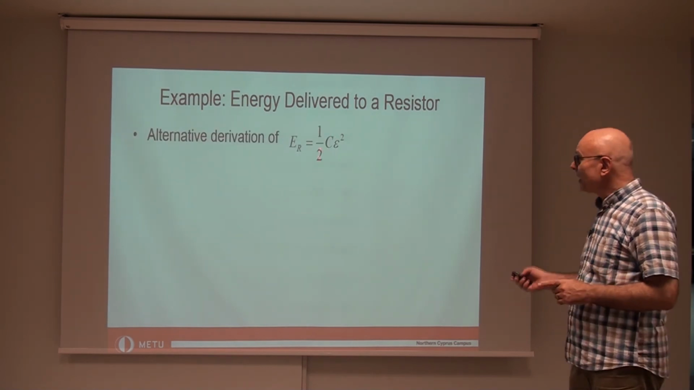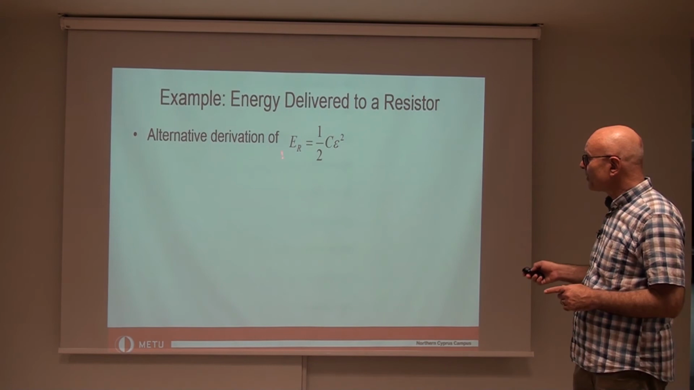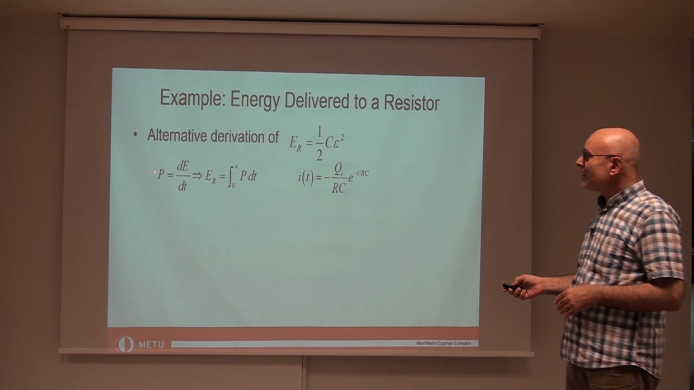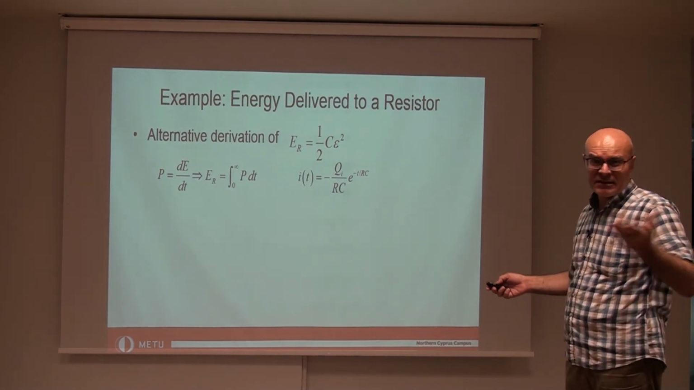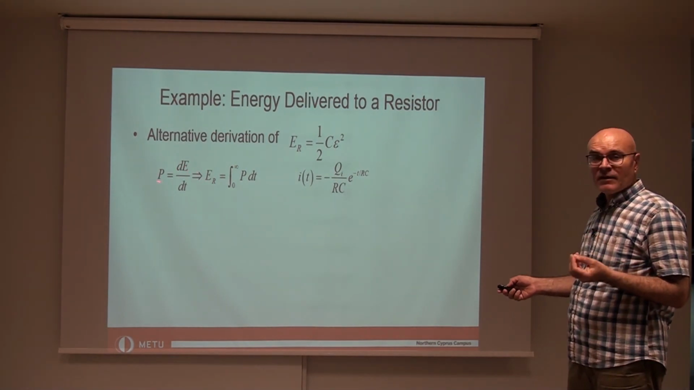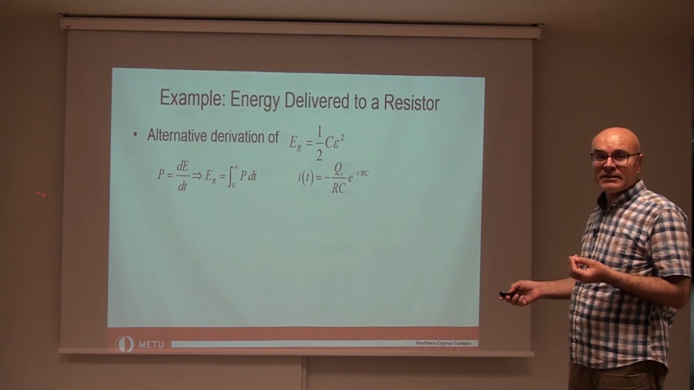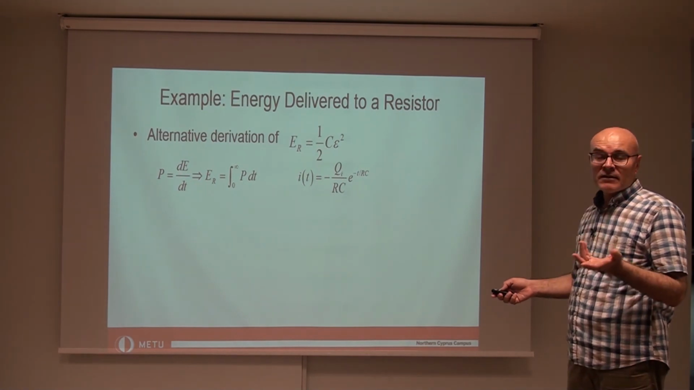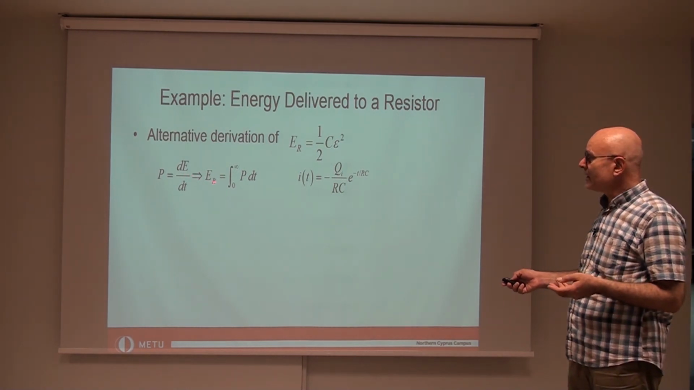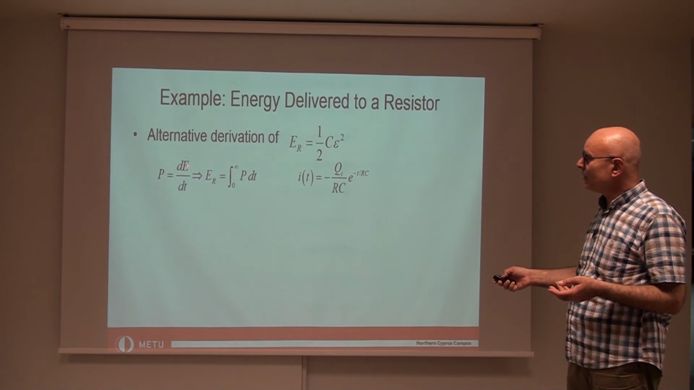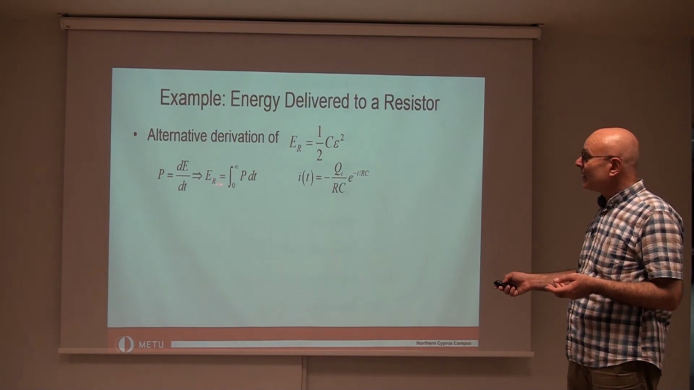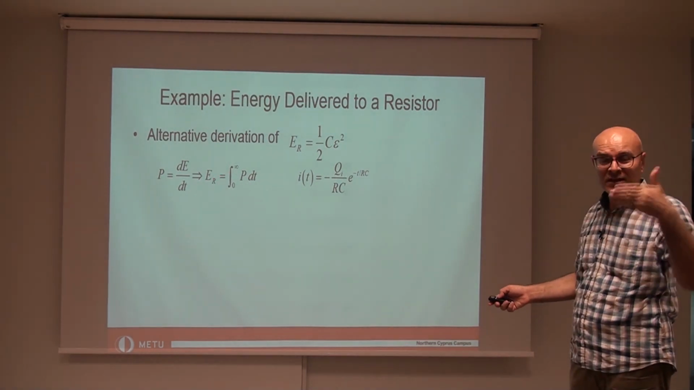We can derive this expression in an alternative approach. How? Well, we say that the power is just dE by dt. It's a general result. Therefore, the power is dE_R by dt, the rate of delivery of energy to the resistor. You can integrate this equation. Multiply this by dt, so dE becomes P dt, and integrate it. Integrate it from where to where? From 0 to infinity. And call it E_R because now I'm specifying this to the resistor.